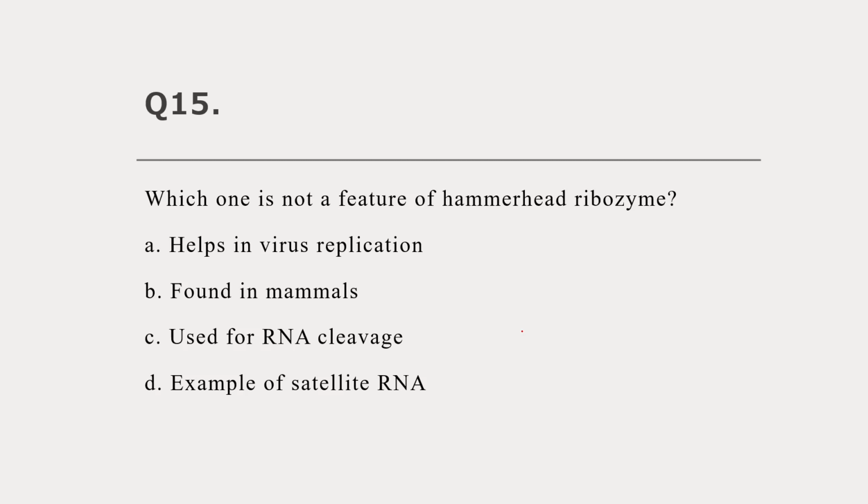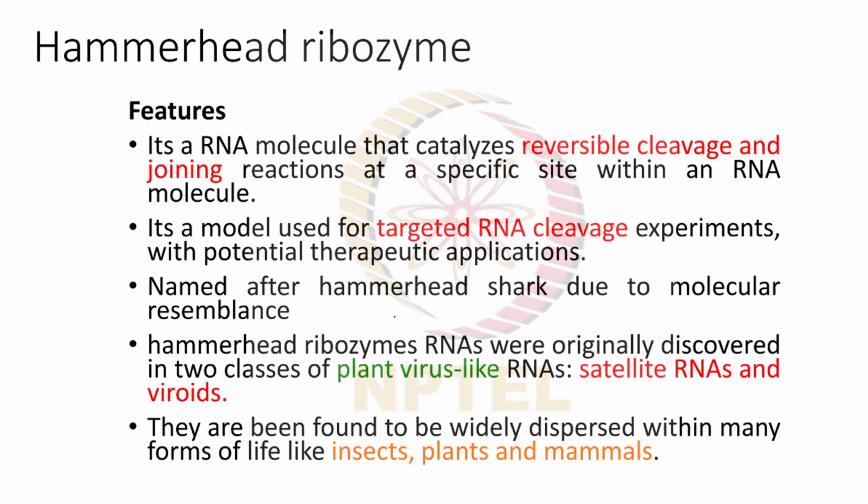Okay, then let's discuss. Most of you have answered C, used for RNA cleavage. Hammerhead ribozyme is an RNA molecule that catalyzes reversible cleavage and joining reactions at a specific site within an RNA molecule. Okay, it is used for reversible cleavage. It is a model used for targeted RNA cleavage experiments with potential therapeutic applications. Okay, targeted RNA cleavage.